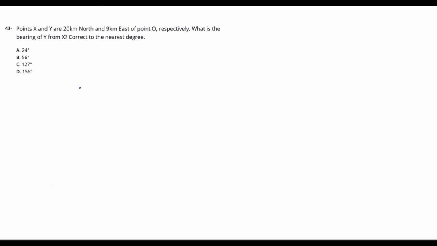Question 43 says points x and y are 20 kilometers north and 9 kilometers east of point O, respectively. What is the bearing of y from x? Correct to the nearest degree.